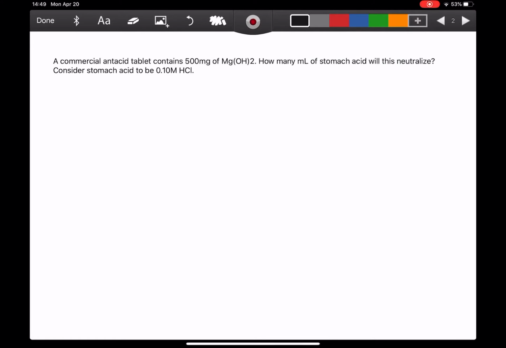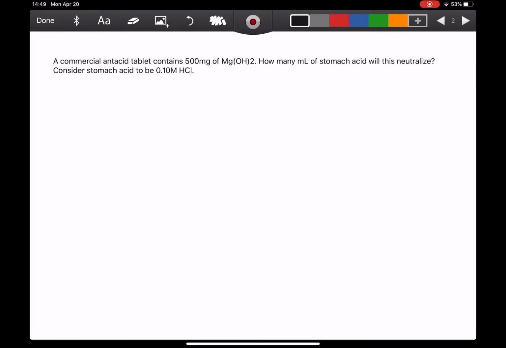This is the Homeschool Chemist, and today we're going to look at a problem where we are asked to solve for the milliliters of acid neutralized given the mass of an antacid tablet. So in this particular problem, we are asked to find the milliliters of 0.1 molar hydrochloric acid neutralized by a 500 milligram tablet of magnesium hydroxide.